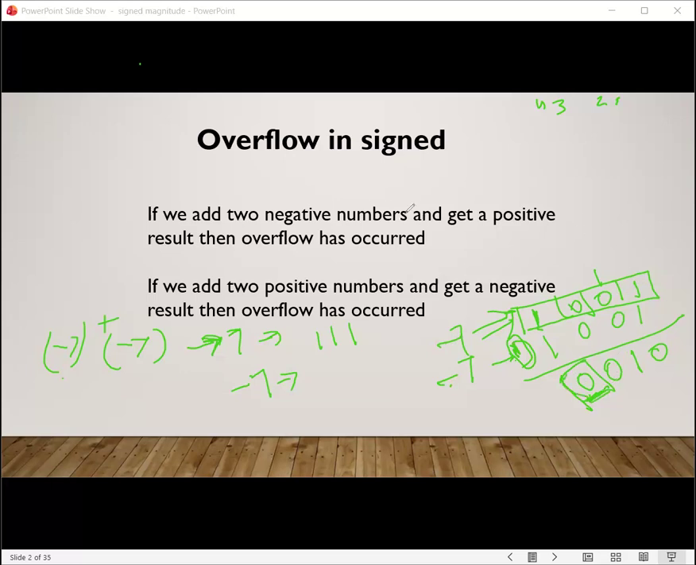So if we add two negative numbers and the first value is 0, that is positive, then we have to say that an overflow has occurred. Okay, so the result is wrong. There is an overflow. Okay, we'll take another example.